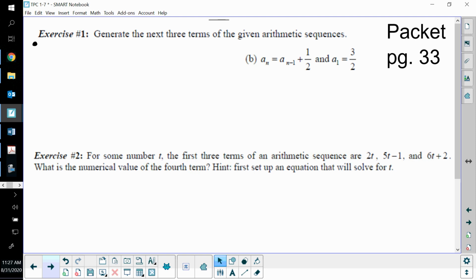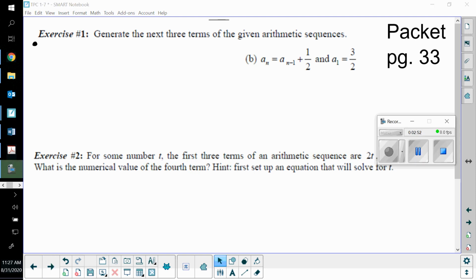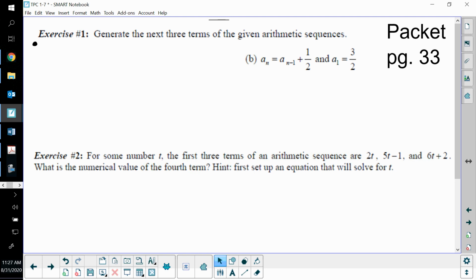Alrighty, so today is going to be a practice day where we're going to pull everything together that we have done. So we want to generate the next 3 terms of the arithmetic sequence. Well, notice we've got an a sub n minus 1 there. This is a recursive formula. So they already tell us that a1 is 3 halves.